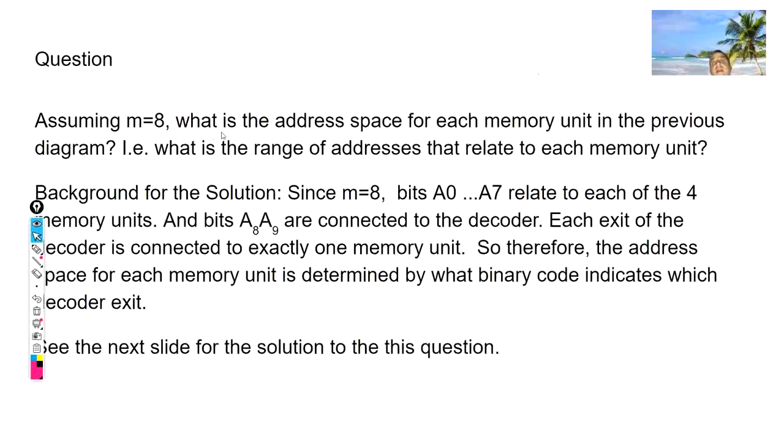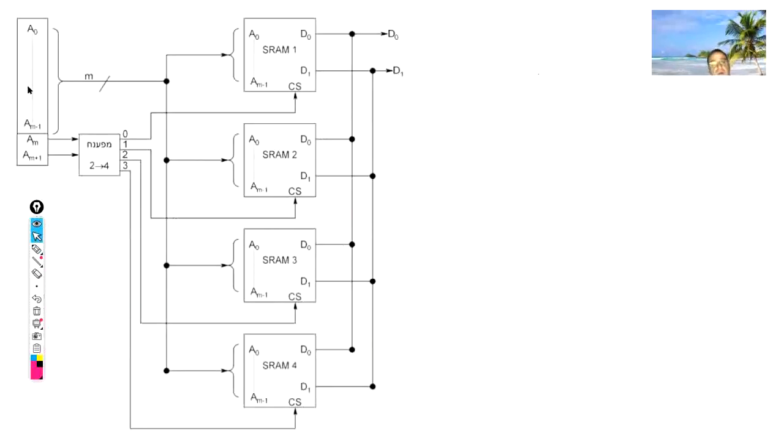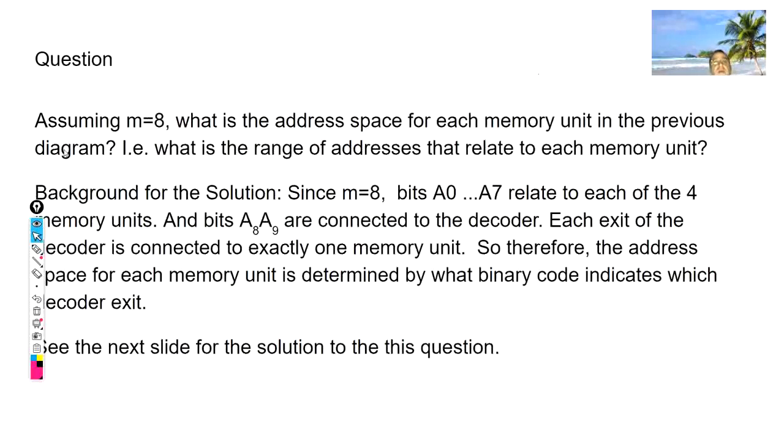Assuming M is 8, not 32. I did it with 32. Assuming M is 8, that means it's a total of 10 bits. So assuming M is 8, what is the address space for each memory unit in the previous slide? Now, it's not clear exactly what I mean by this: what is the address space of each memory unit in the previous slide?